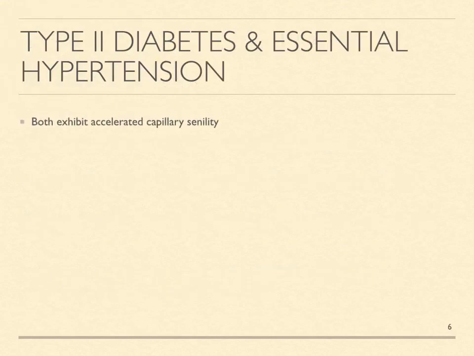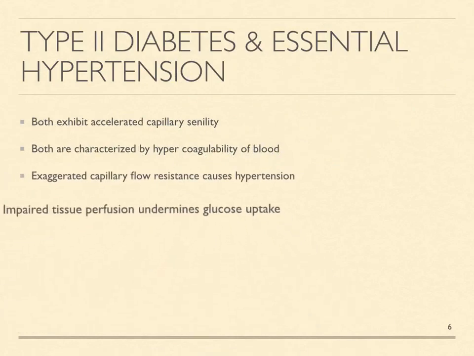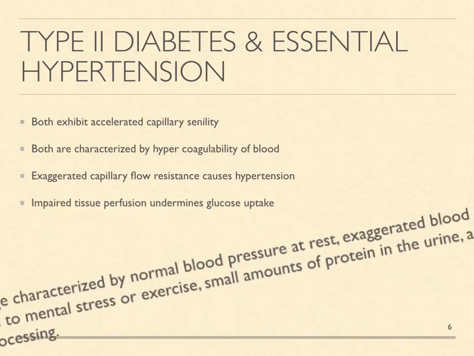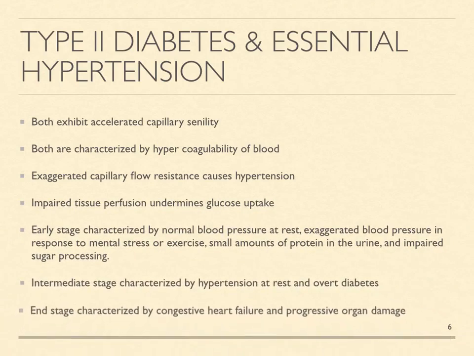Type 2 diabetes and essential hypertension seem totally unrelated, but they are the same disease. Though the severity of individual symptoms and manifestations are unique to individual patients, all are caused by accelerated capillary senility that simultaneously exaggerates capillary flow resistance and undermines glucose uptake by cells.